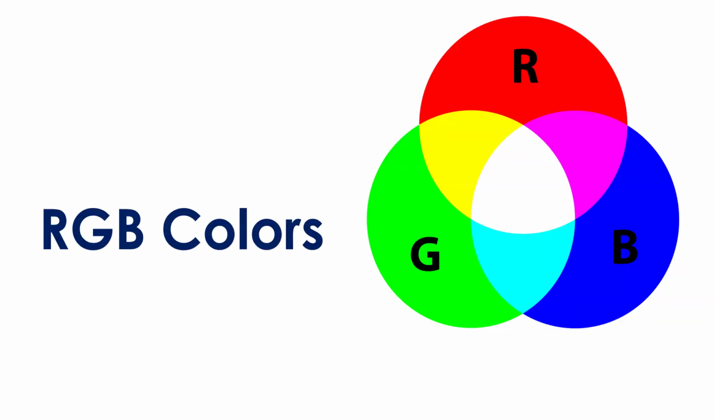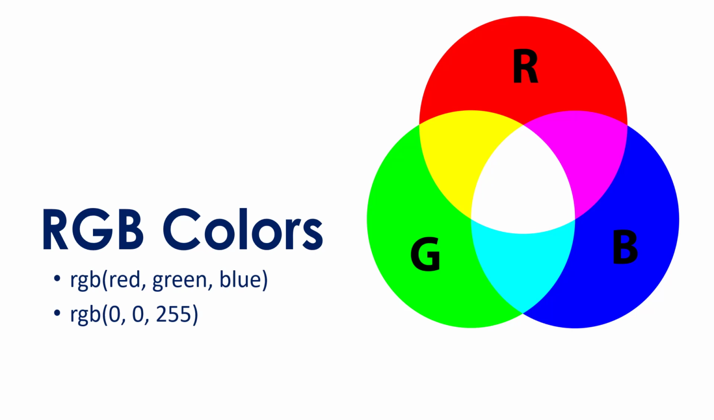RGB color values are supported in all different browsers. An RGB color value is specified with rgb, red, green and blue. Each parameter, red, green and blue, defines the intensity of the color as an integer between 0 and 255. For example, rgb(0, 0, 255) is rendered as blue because the blue parameter is set to its highest value and the others are set to 0.